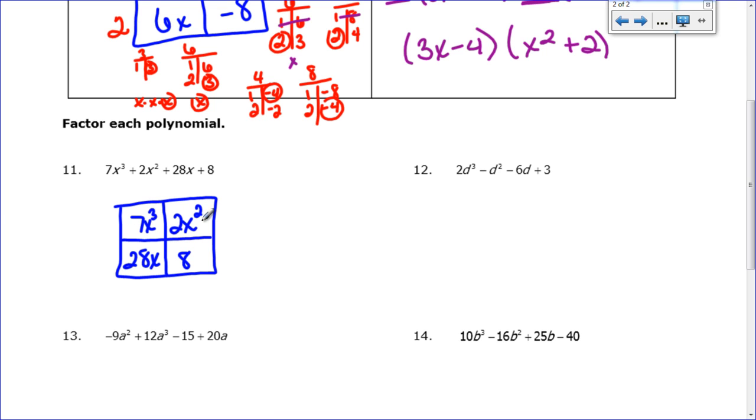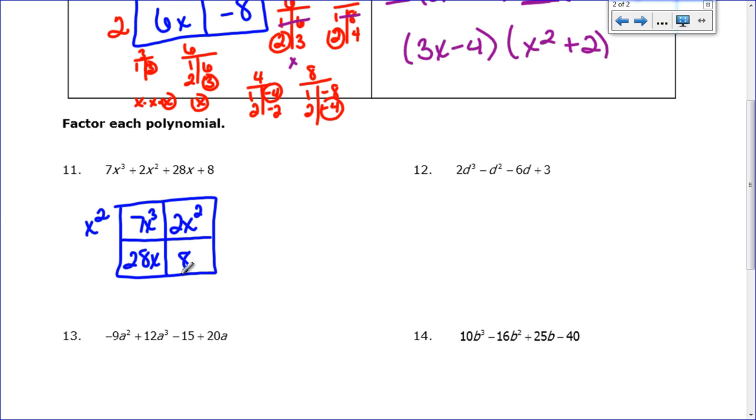So for this first row right here, I got 7x cubed and 2x squared. Well, 7 and 2, the greatest common factor is 1. That's the only number that will go into both of those prime numbers. But now I've got an x cubed and an x squared. Well, that tells me the smallest exponent is a 2, that I'm going to have x squared in common.